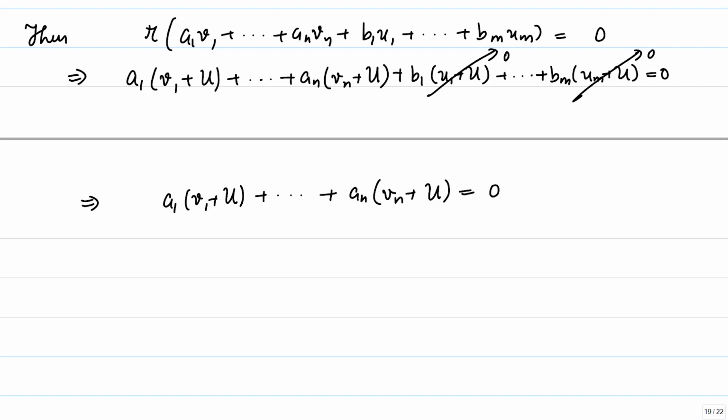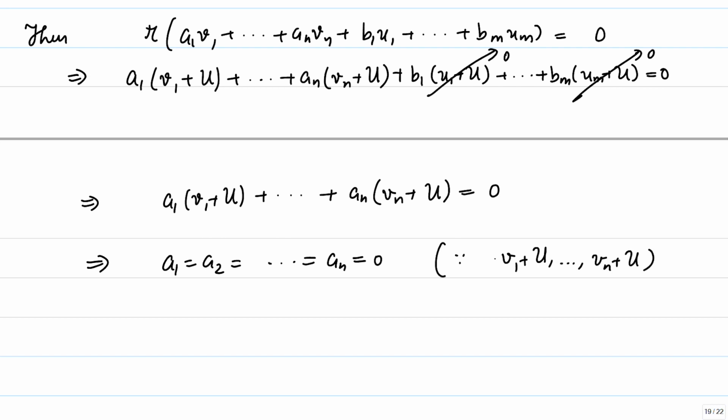But what were V1 plus U, V2 plus U up to Vn plus U? They formed a basis of V mod U. So this implies that A1 is equal to A2 up to An is equal to 0. Since V1 plus capital U up to Vn plus capital U is a basis, in particular linearly independent, of capital V mod U, each of these is 0. Okay, we are done with half.